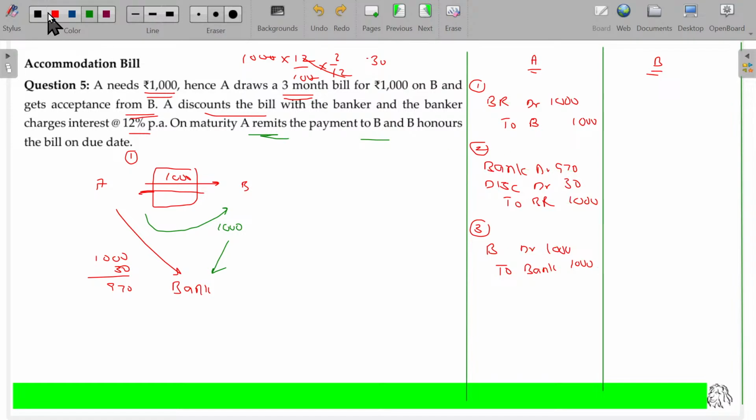Clear? In the books of B, what happens? For acceptance, the entry being A account debit to bills payable, the value being 1,000.